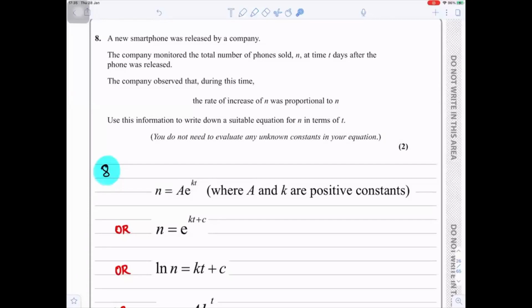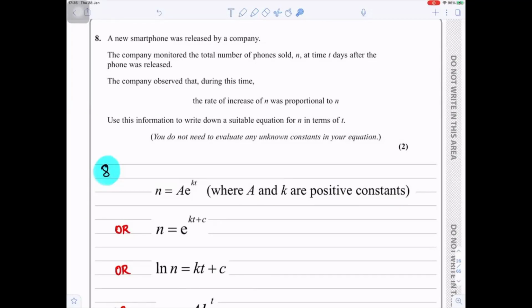Question number 8. A new smartphone was released by a company. The company monitored the total number of phones sold N at time T days after the phone was released. The company observed that during this time, the rate of increase of N was proportional to N. Use this information to write a suitable equation for N in terms of T. So we can have N equals A e to the kt, where A and k are positive constants.